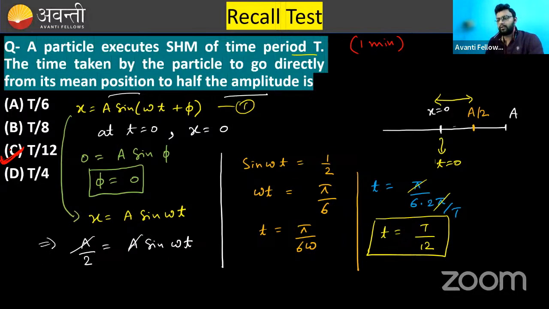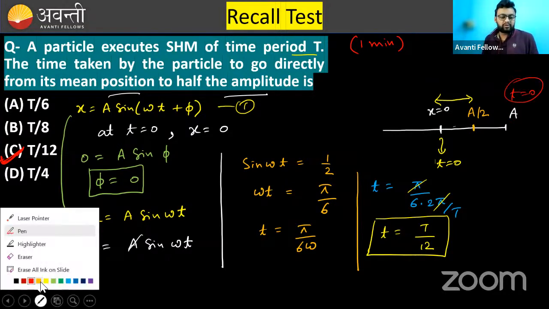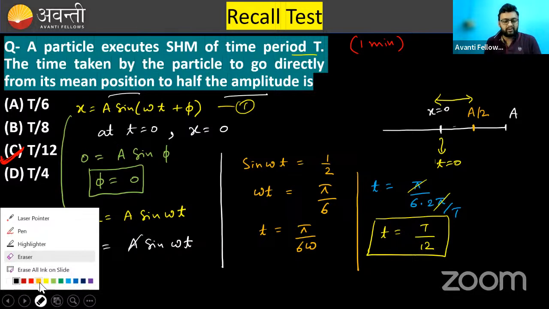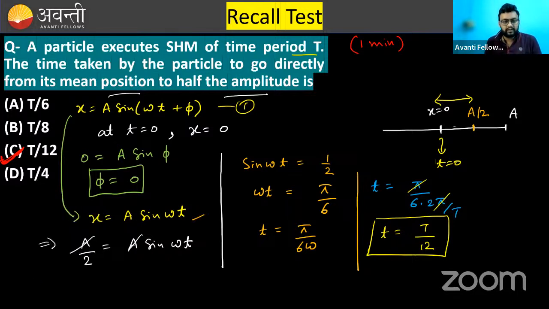T by 12. So from the next time, if I ask you, calculate the time in reaching the mean position from the extreme position, then you will take t equals to 0 at this point. At which point you will take t equals to 0? From where the motion is going to be started. That's what we have learned. And if particle is starting motion from the mean position, then its equation will be x equals to a sine omega t. Clear? Is the question clear to you? So we will move further.